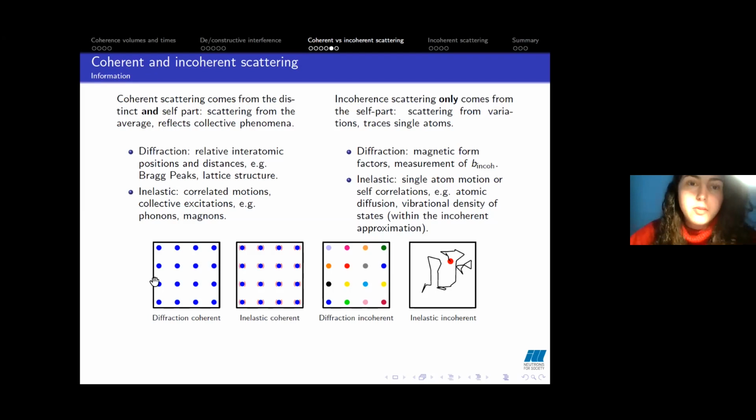information about, for example, the whole structure of our sample, or which is the Bragg peaks and the lattice structure. However, if we perform an inelastic experiment, we would get an idea of the collective excitations, the phonons and magnons.